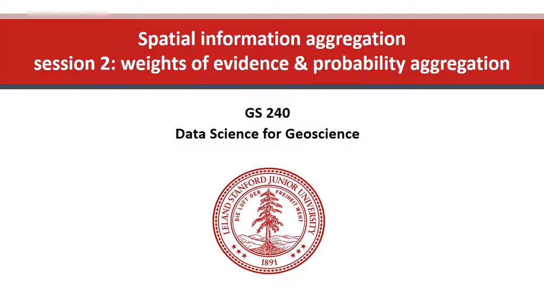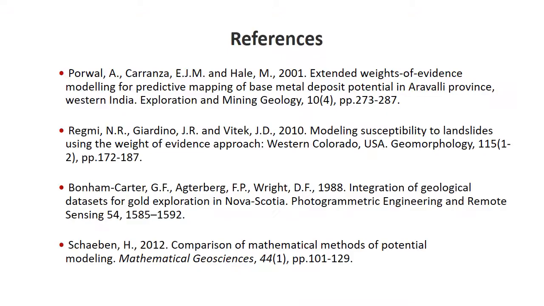In the second section on spatial information aggregation, we'll be looking into two different methods called weights of evidence and probability aggregation. There are quite a number of applications of weights of evidence methods. There's quite a substantial literature, and so there's a lot of experience with these methods, both in, say, potential mapping for minerals, but also in landslide susceptibility mapping.